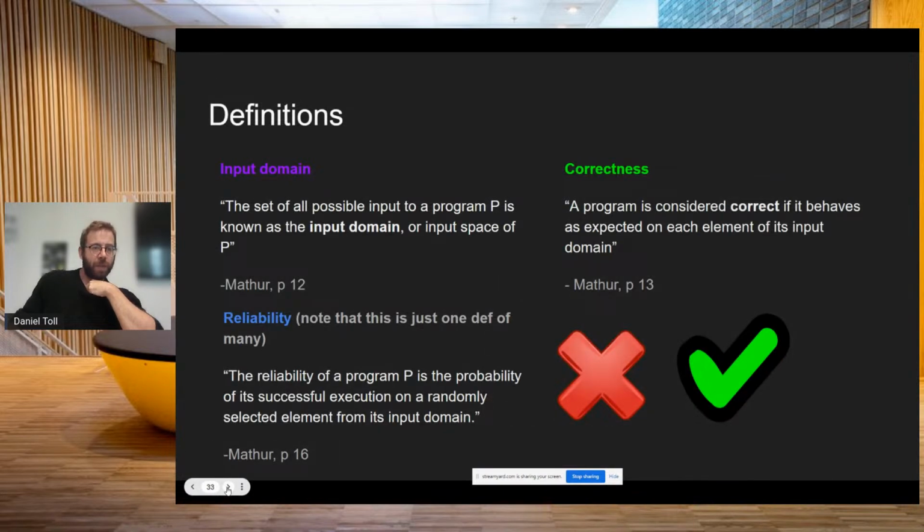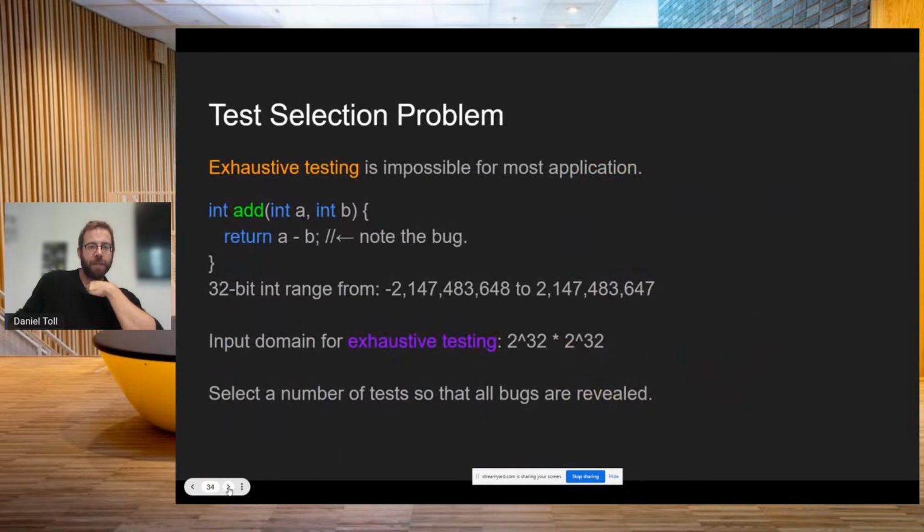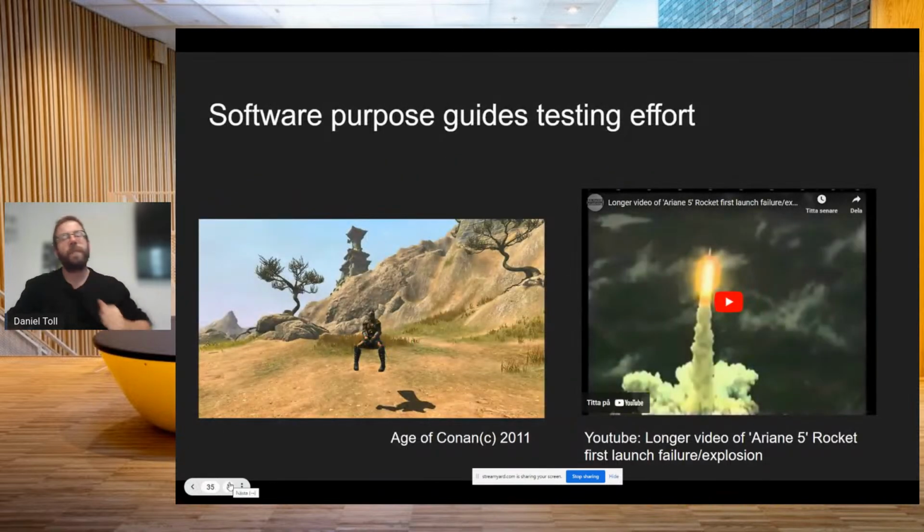So that was input domain reliability and correctness and exhaustive testing. So this is the sort of program, or the test selection problem, that we're facing. Okay, we cannot test everything, so what should we test? We need to select test cases depending on how important the thing that we're doing is.